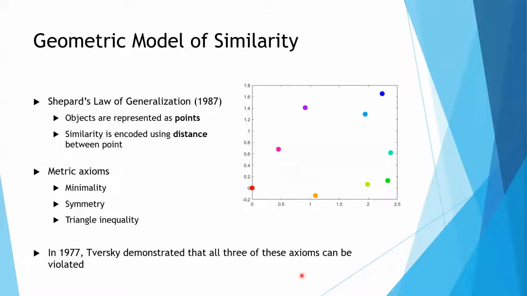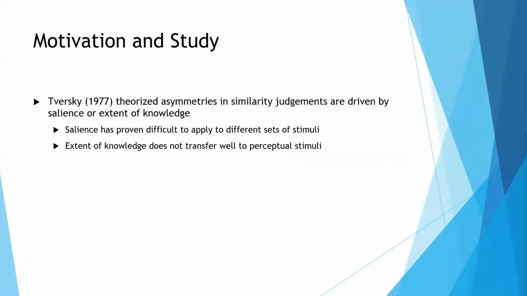Tversky has demonstrated that all three of these axioms can be violated, which posed a major challenge to the pointwise geometric approach. Out of the violations of the metric axioms, the most widely studied is asymmetric similarity judgments. According to Tversky's theorizing, the asymmetries in similarity judgments are driven by the relative salience or extent of knowledge of the two objects or concepts being compared.